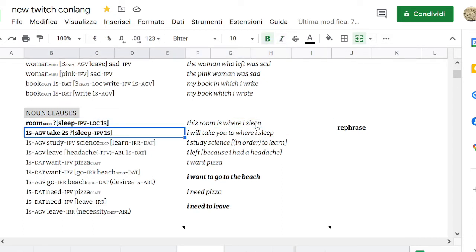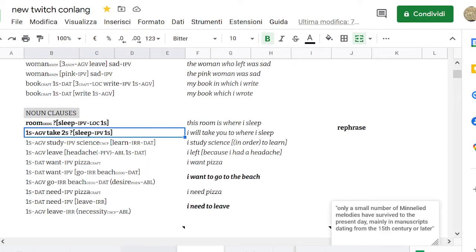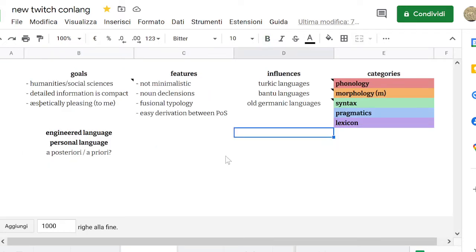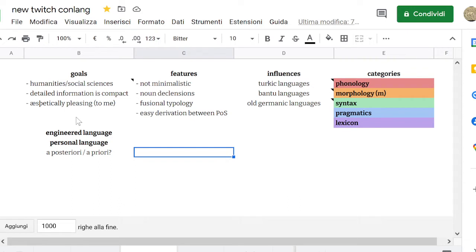But one of the goals, if we go back to the overview, one of the goals, sorry, there's a little pop-up there for an example sentence I was talking about. One of the goals is that detailed information is compact in this language. And none of those solutions felt compact.